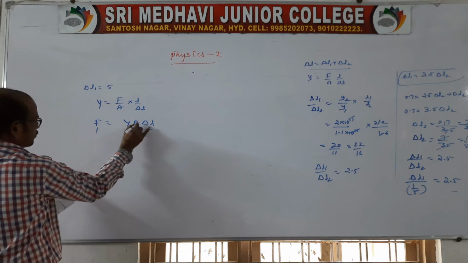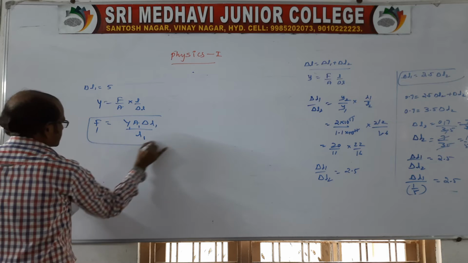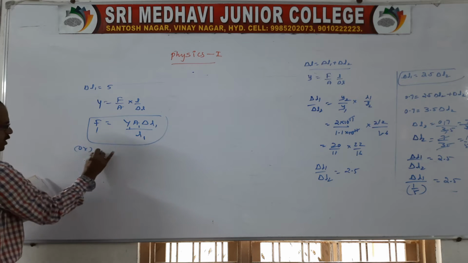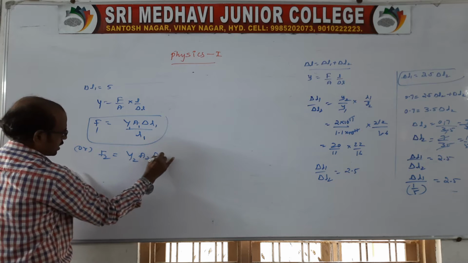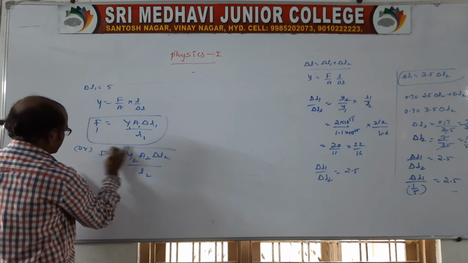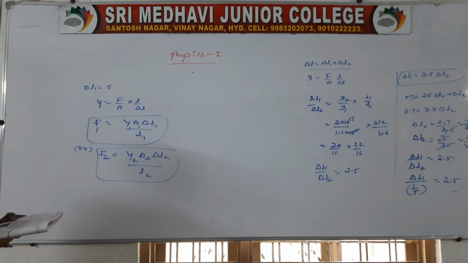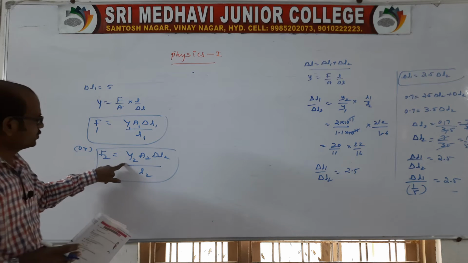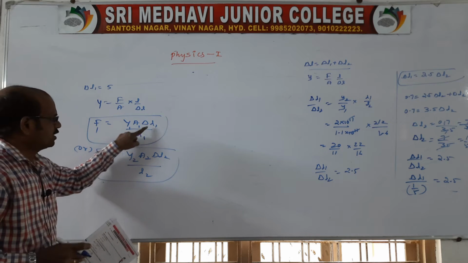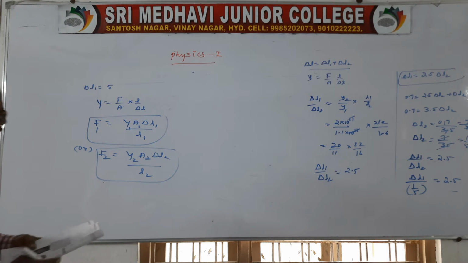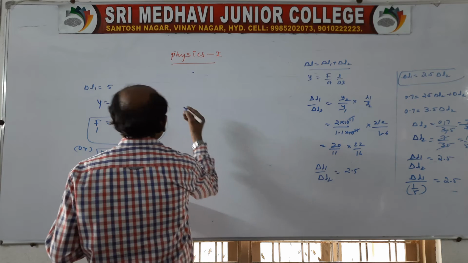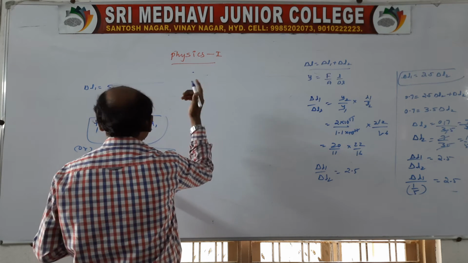You can write it for case 1, or you can write F2 is equal to Y2 A2 delta L2 by L2. Because we know delta L2, we know L2, we know Y2, and we know Y1, L1, delta L1. Of course, the areas are the same, so better you cancel the areas. The area is also given as pi r square, where r comes from the diameter that is given.